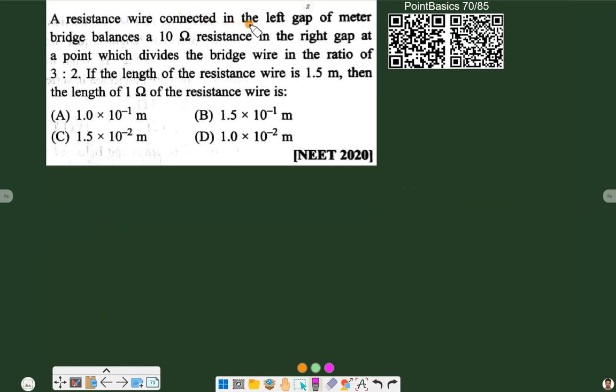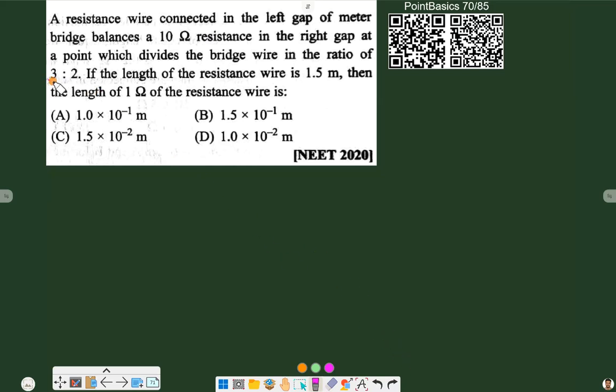Resistance of wire connected on the left gap of meter bridge is 10 ohm. On the right gap, a point which divides the bridge wire in the ratio 3:2. The length of the resistance wire is 1.5 meter. Then the length of 1 ohm of the resistance wire is.